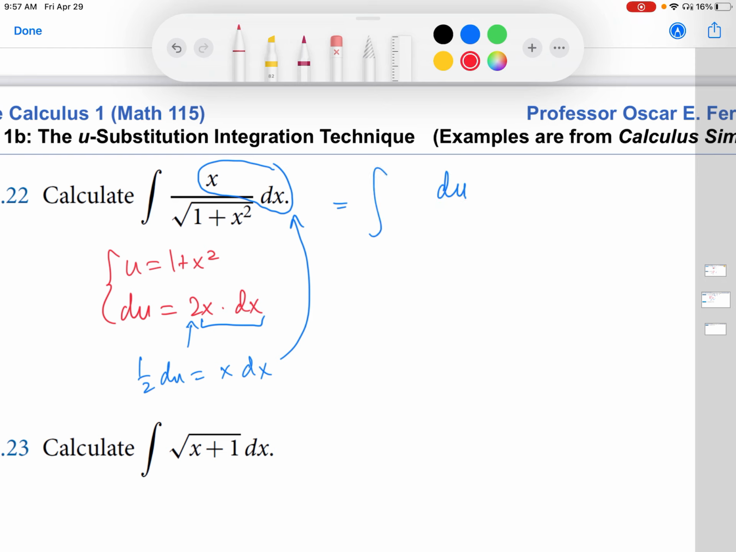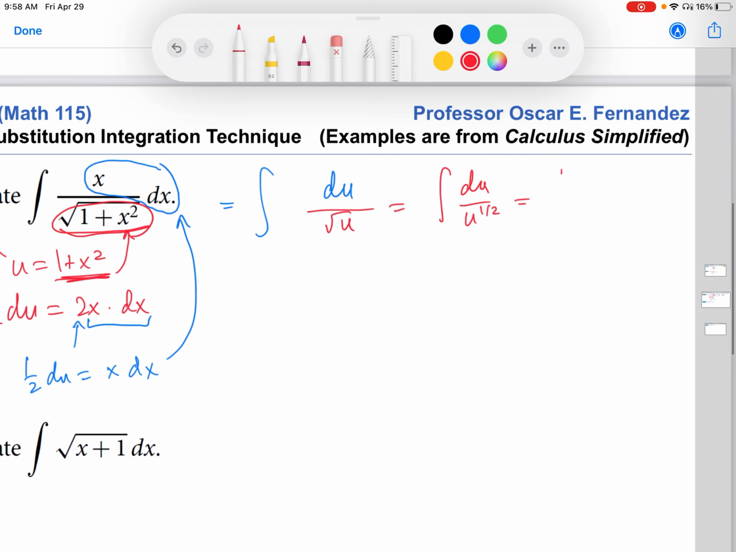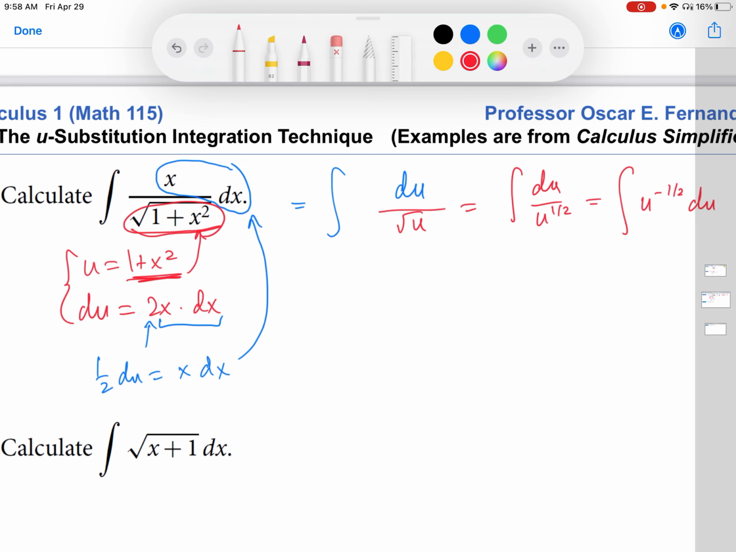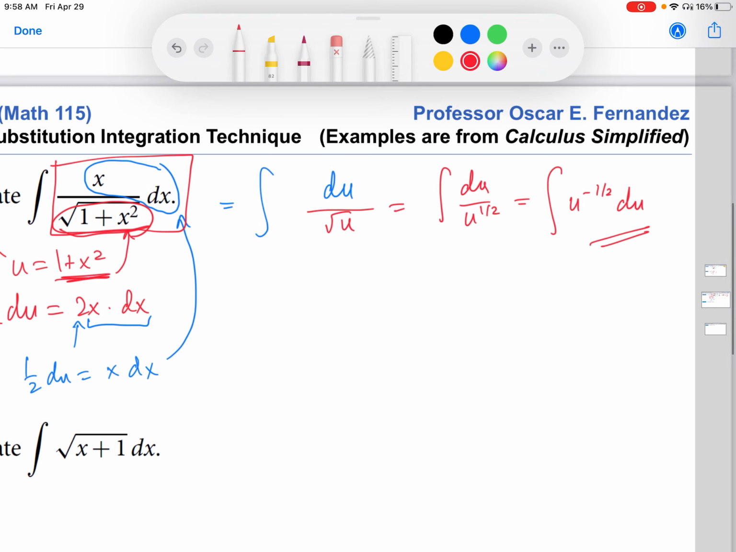And then the denominator I already have in terms of u, because u is 1 plus x squared. So this whole thing here is u, square root of u, right? And then I'm going to write that as integral du of u to the 1/2, and then convert that even further into u to the minus 1/2 du. Okay, so the first step in u-substitution has worked out. I have converted the integral in terms of x to an integral entirely in terms of u. I've eliminated all the x's.